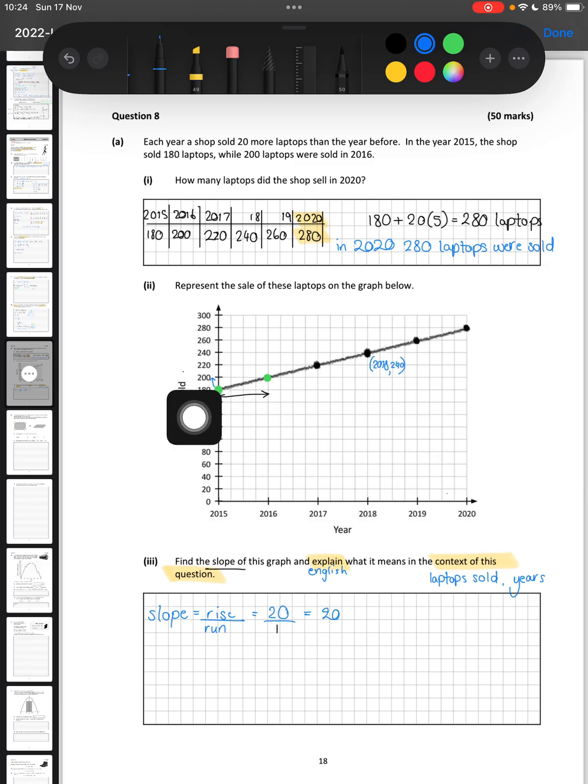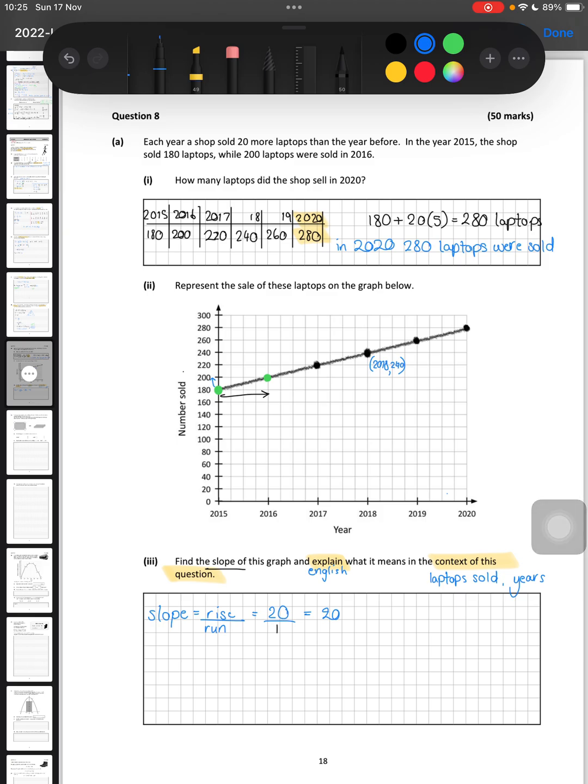So my slope there is 20 divided by 1, which is 20. If I had chosen the first point with this one, I would have gotten 40 over 2. Or the first and the last, I would have gotten 100 over 5. Regardless, I'm getting a slope of 20. So what does that mean in terms of my English then? Explain it. My slope, or my rate of change, is 20.